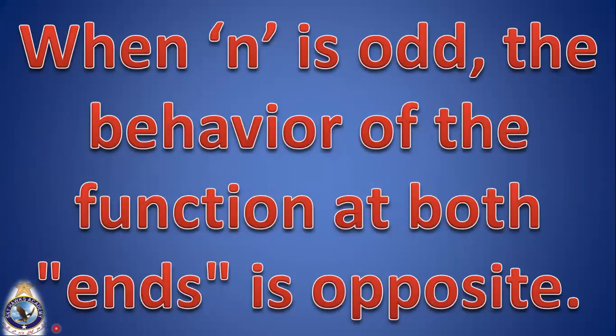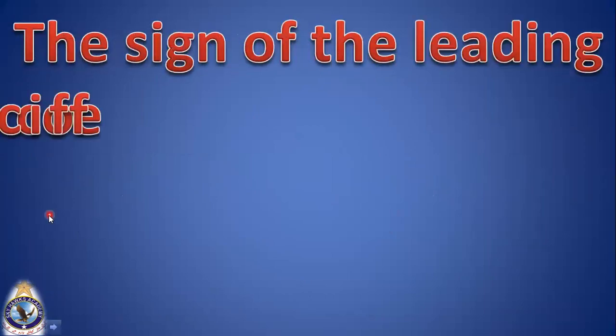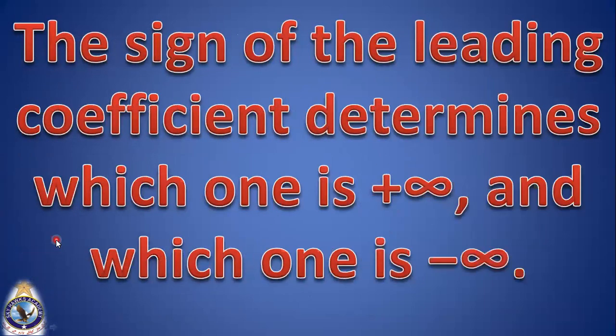When n is odd, the behavior of the function at the ends is opposite. Opposite. Okay, because n is odd, you'll get the positive and the negative values as well. But if n is even, then you will get both the same. The sign of the leading coefficient determines which one is positive infinity and which one is negative infinity. So this will tell you where you will have to go.